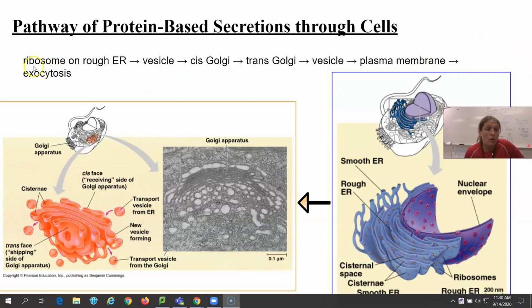So here's just a base pathway of the endomembrane system. You can see that we have information that we've got to get to a ribosome located on the rough ER. We might then put that in a vesicle. We'll put it in the cis Golgi. It'll modify, trans Golgi, it's done. We'll put it back in a vesicle. We'll ship it to the plasma membrane for exocytosis, where it actually leaves the cell.